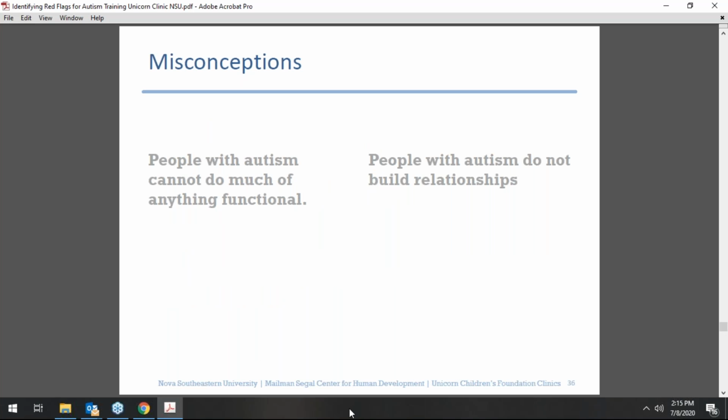Another common misconception is that people with autism cannot do much of anything functional. And this one really breaks my heart, because a lot of individuals, especially those who might not be familiar with the autism spectrum, or who might only be familiar with those who are lower functioning, have a hard time understanding that although their child may not be the next cheerleader or the next popular jock, or even perhaps the next Bill Gates scientist person, they still have a lot of capabilities.